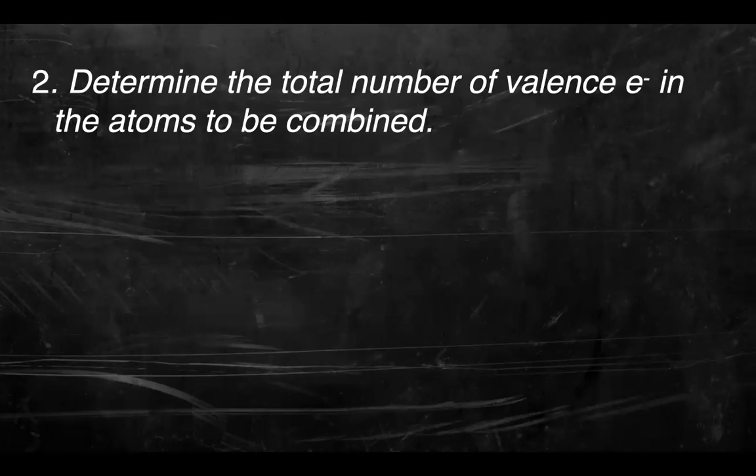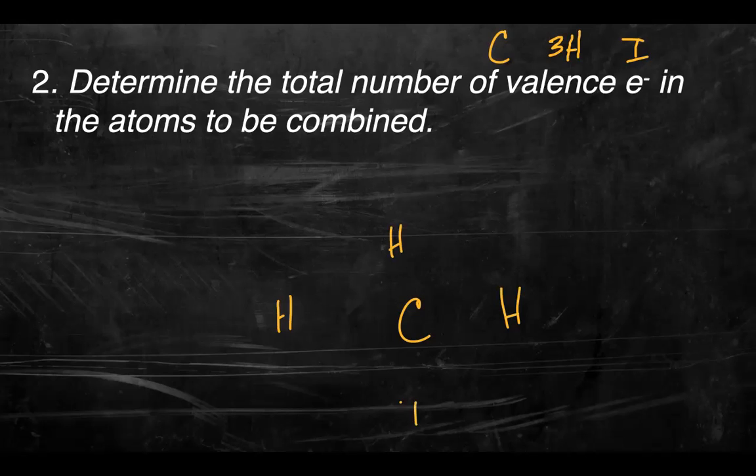Okay, so first thing we do, we've got C, we've got 3 H's and an I. So the first thing I'm going to do is draw a C, and it doesn't matter which side you put them on. You can have I on the top, left, right, whatever. I just chose to do it this way. Once you've figured out where the atoms are going to go, you're going to count all of the valence electrons in each atom that's going to be combined.